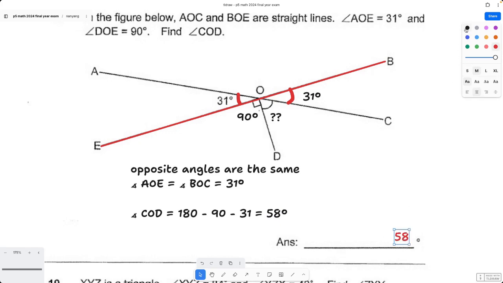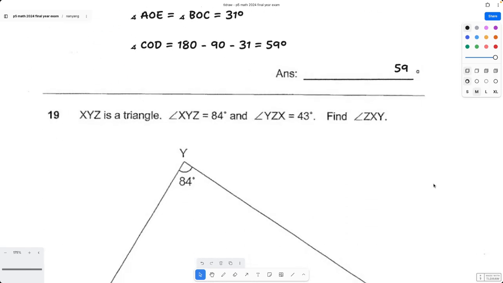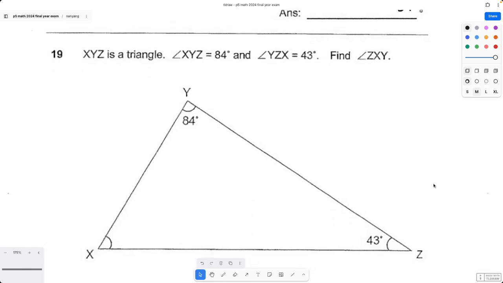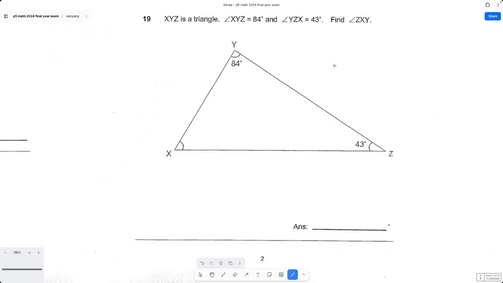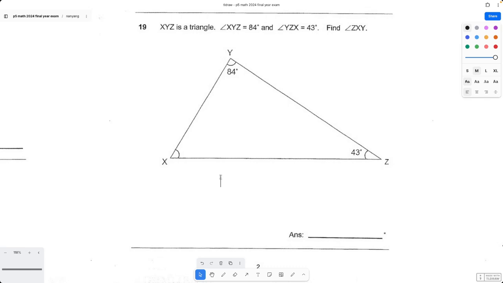Alrighty, let's move on. So it's not 58, sorry, it's 59. Okay, let's move on to the next question. Question number 19. XYZ is a triangle. Angle XYZ is 84, angle YZX is 43 degrees. Find angle ZXY. I think it's pretty straightforward.